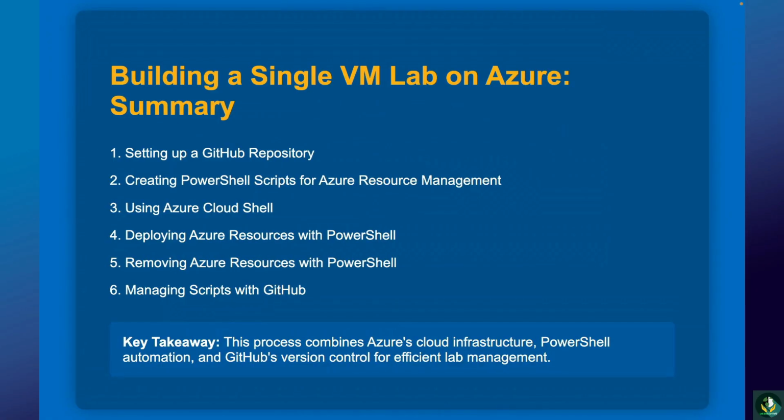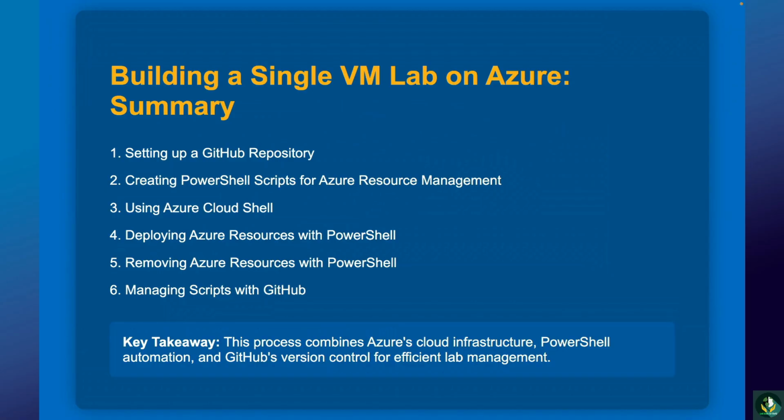Welcome back. In this lesson, we'll walk through the process of building a single VM lab environment on Azure using PowerShell and partly GitHub. Of course, you can exclude this GitHub portion, but that'll be useful and good for you to know how to implement GitHub into your working process. So this approach combines the power of Azure's cloud infrastructure with the efficiency of PowerShell automation and of course version control capabilities of GitHub. Here is an overview of what we'll cover.